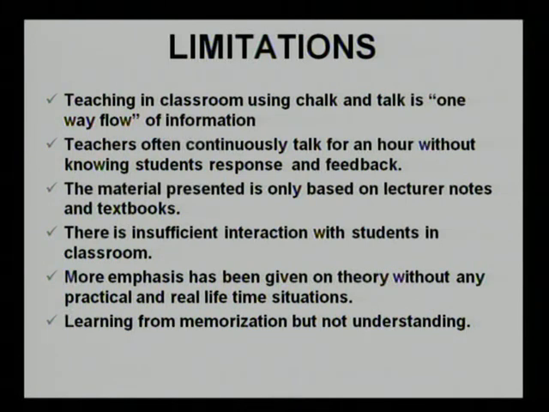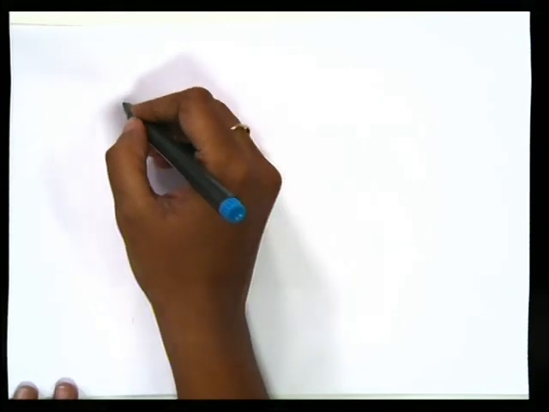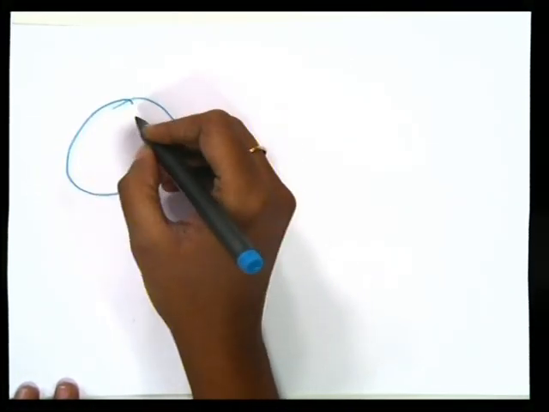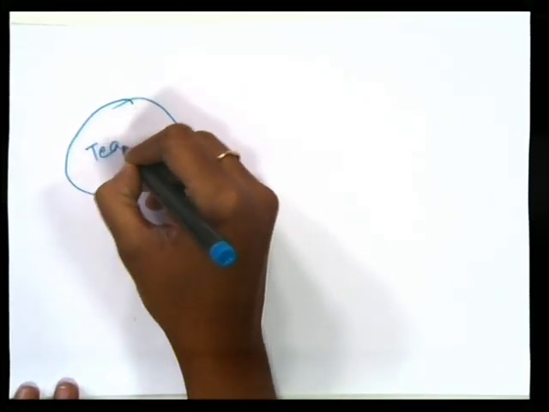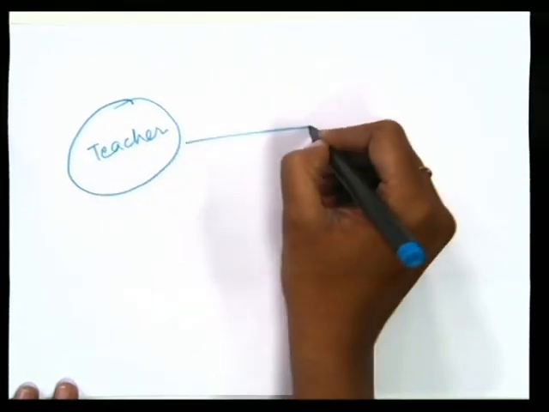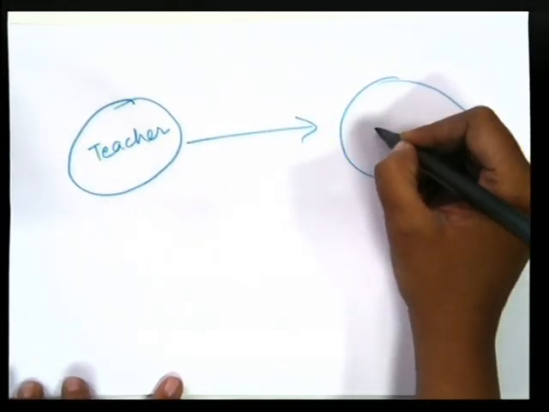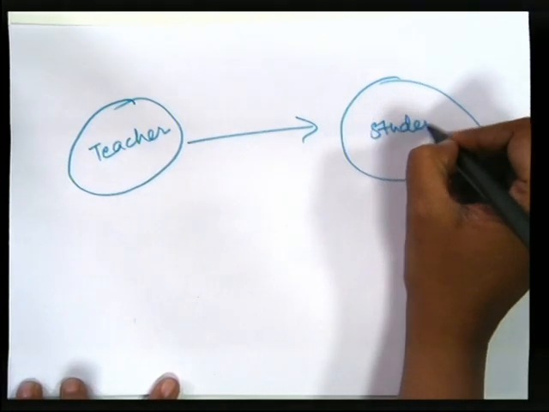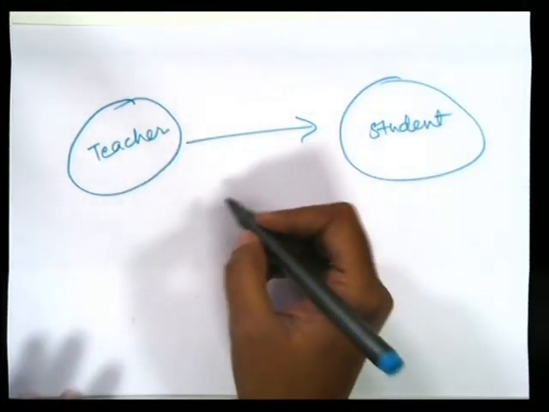A teacher in the classroom using chalk and talk is a one-way flow of information. If you just see what is one-way flow of information, let us look at the slide, you will understand. In the circle, there is a teacher who teaches and there is one student. So there is only one flow.